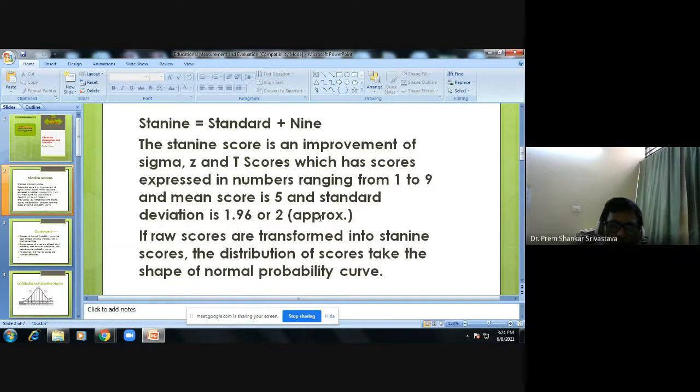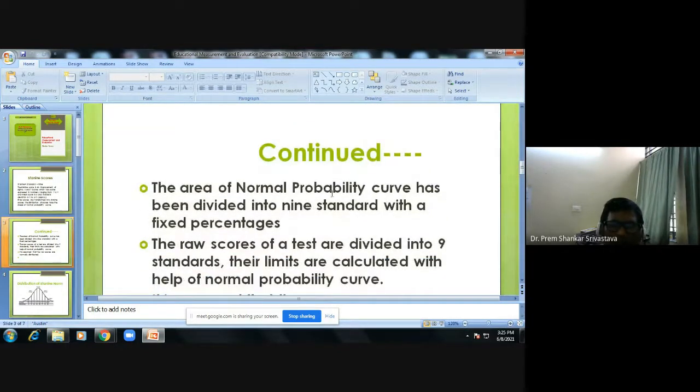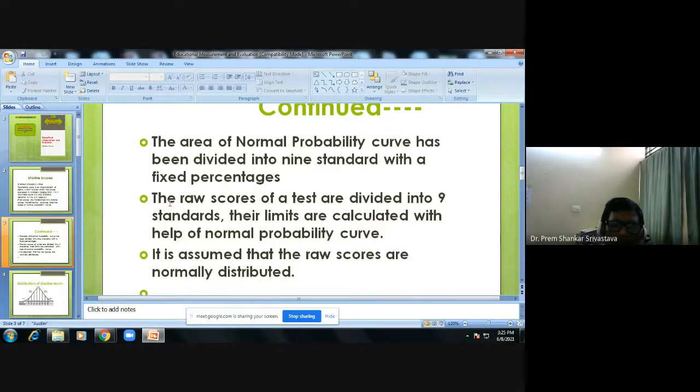If raw scores are transformed into Stanine scores, the distribution of the scores takes the shape of a normal probability curve. The area of the normal probability curve has been divided into 9 standards with a fixed percentage. The raw scores of a test are divided into 9 standards, and their limits are calculated with the help of the normal probability curve. It is assumed that the raw scores are normally distributed.